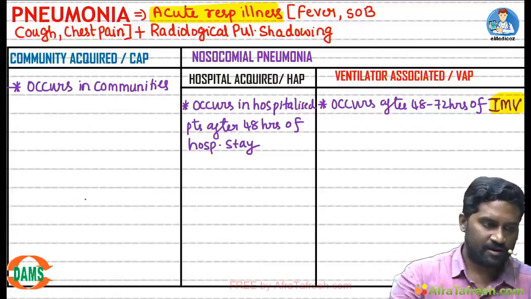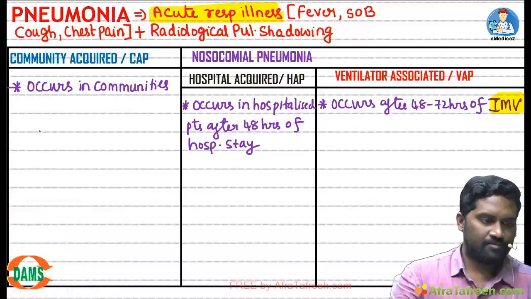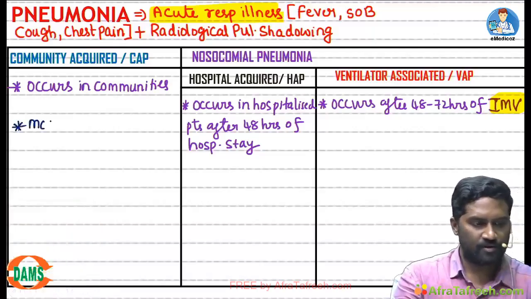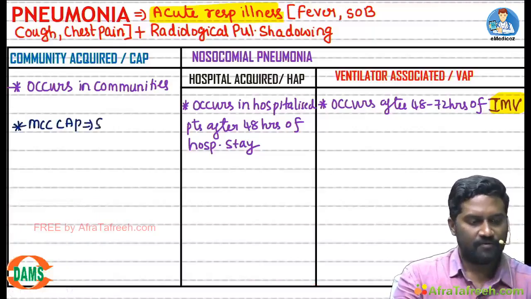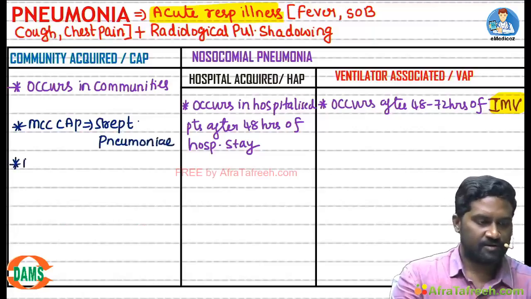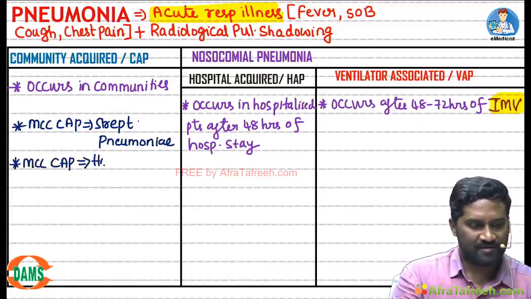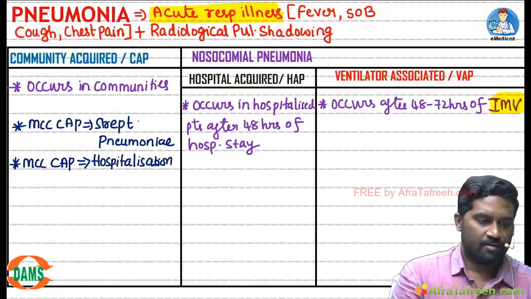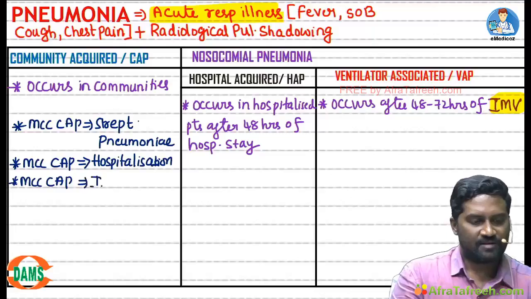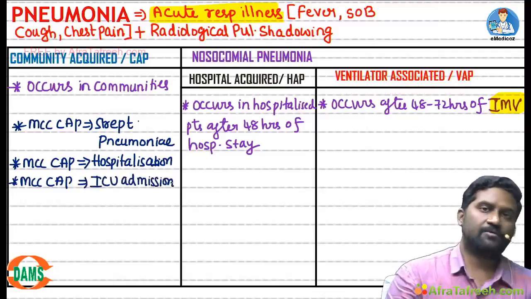Let us see the organisms. For community acquired pneumonia, the most common cause will be Streptococcus pneumoniae. Then if they modify the question like this: most common cause of community acquired pneumonia resulting in hospitalization, or most common cause of community acquired pneumonia resulting in ICU admission, what will be the answer?